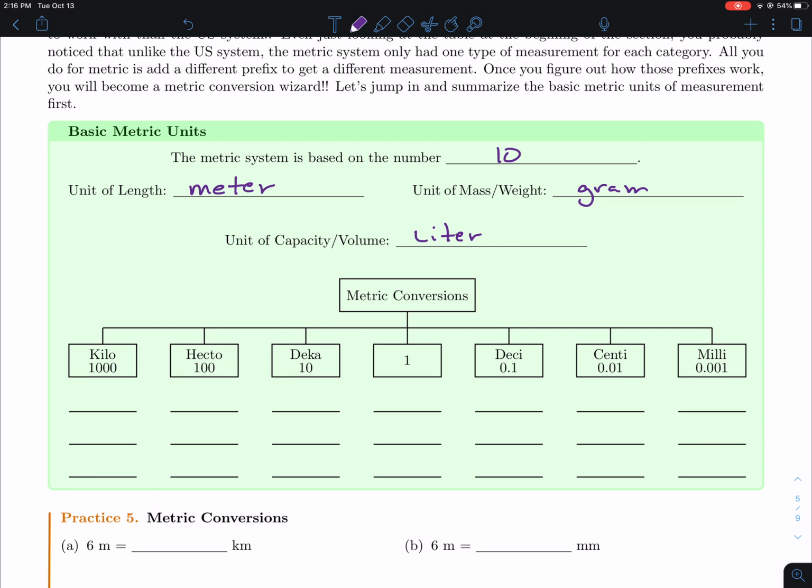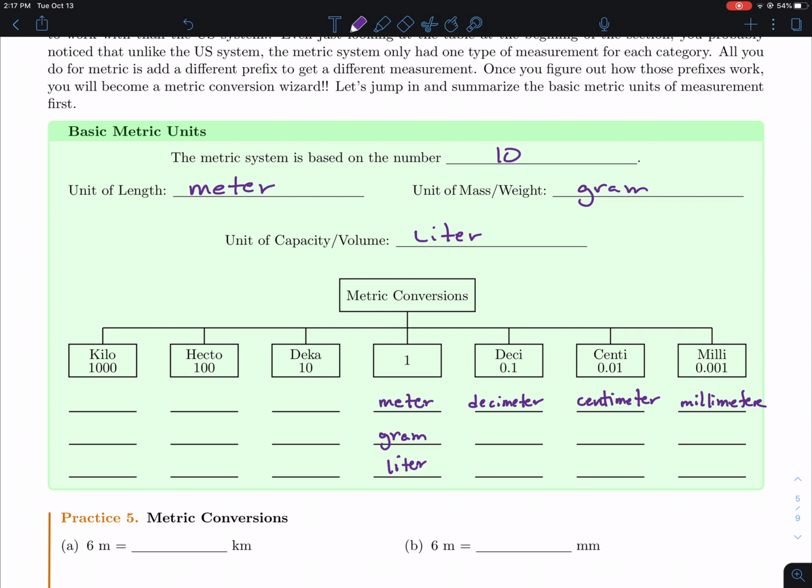And so all they do is move it around based on whether it's bigger or smaller. In this case, we can add any of these prefixes to turn them into another thing. The middle would be all these generic ones. This is where our meter would live, this is where our gram would live, and this is where our liter would live. Then if you move to the right, you're making it smaller by 0.1. So this would be the decimeter. If you moved it over again, it's a little bit smaller: a centimeter. And then over here, we'd have millimeter. So all we're doing is adding prefixes onto these, and that changes our conversion.